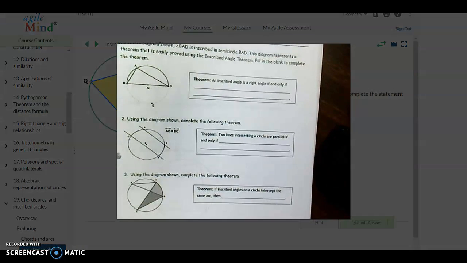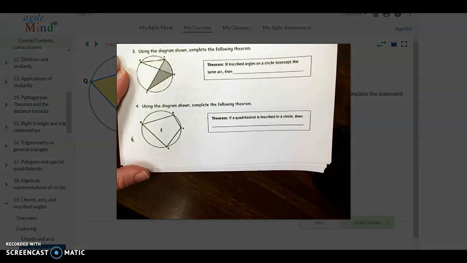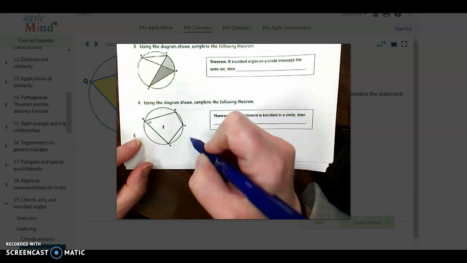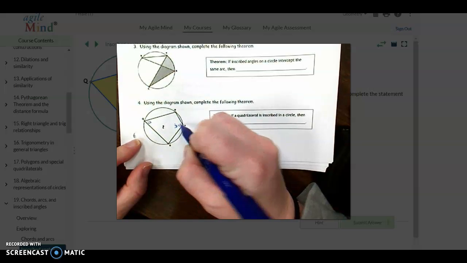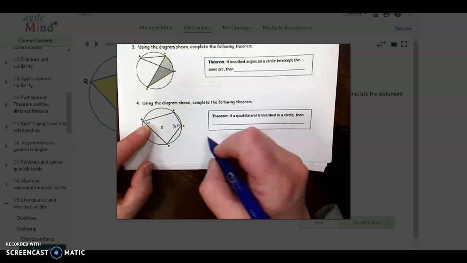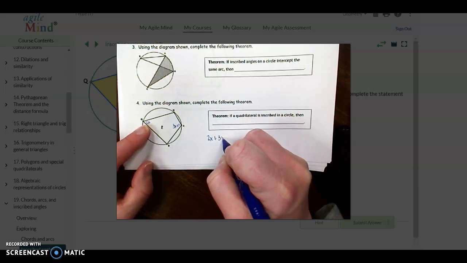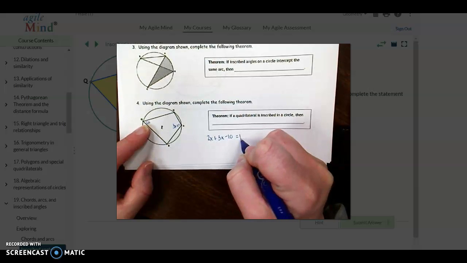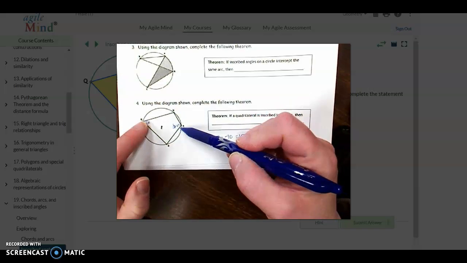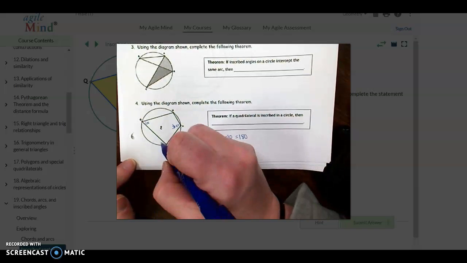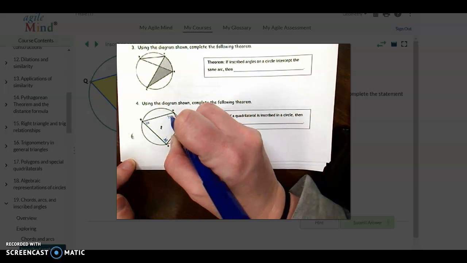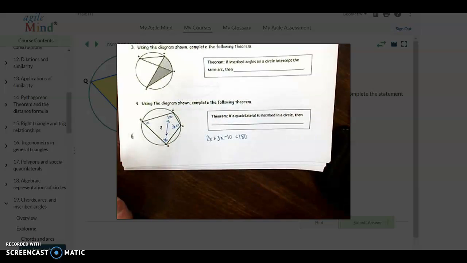So let's look and see what that means to us. If you are given expressions for these two angles, if you're given this one is 2x and this one is 3x minus 10, you're going to use the fact that they're supplementary to set up your equation. You would solve 2x plus 3x minus 10 equals 180. The opposite angles of an inscribed quadrilateral have to be supplementary. So if you're given this one to be 80 degrees, you would know this one has to be 100 degrees because they have to be supplementary.